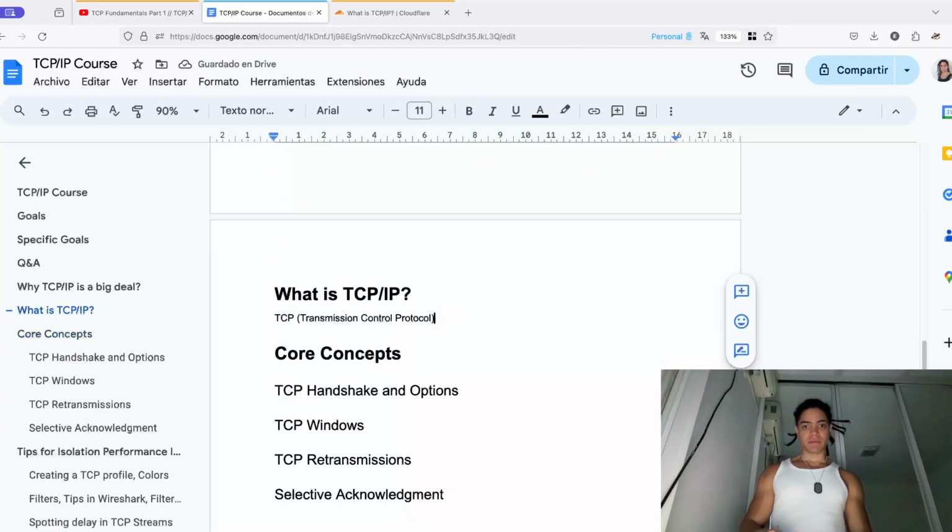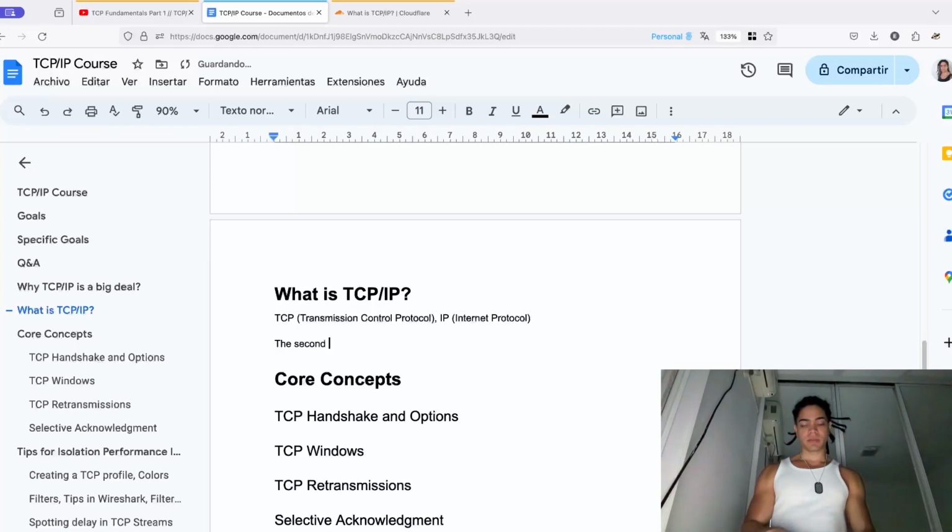And then you have IP, something that is quite familiar, the Internet Protocol. TCP's job is to handle how data is going to be carried. It's going to be sent over.